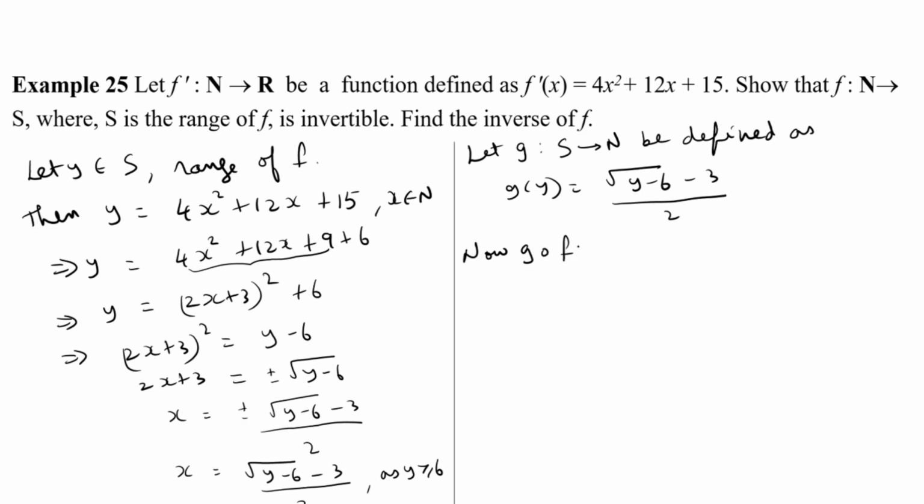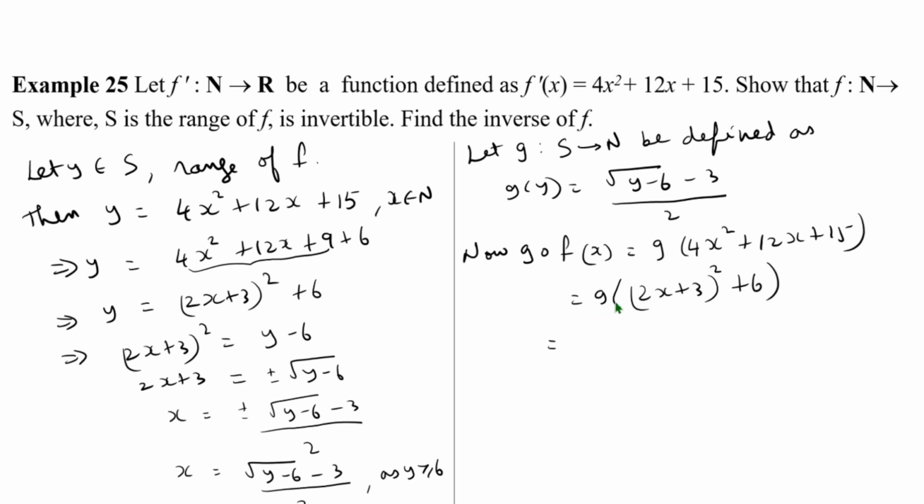So now g of f of x is equal to g of f of x, which is 4x square plus 12x plus 15. So this is equal to g of 2x plus 3 the whole square plus 6. Here we have defined g of y as root of y minus 6 minus 3 by 2. So in place of y, we have to substitute this value.